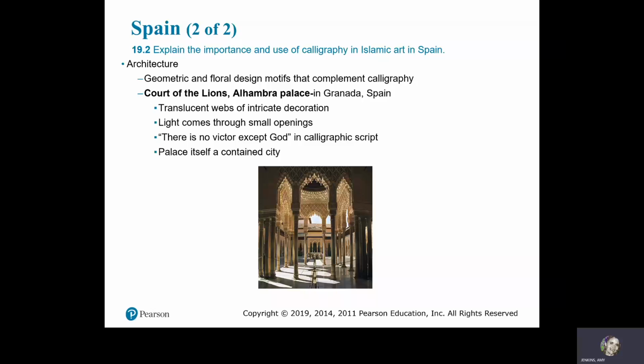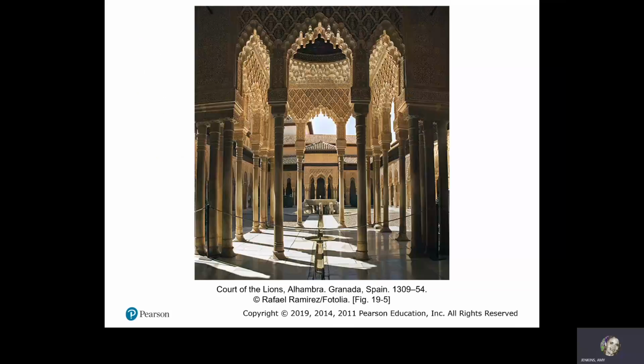In the Court of Lions at Alhambra Palace in Granada, Spain, there are translucent webs of intricate decoration. Light comes through small openings. There is no victor except God is written in the calligraphic script. The palace itself is a contained city. Court of Lions, Alhambra, in Granada, Spain, 1309 to 1354.